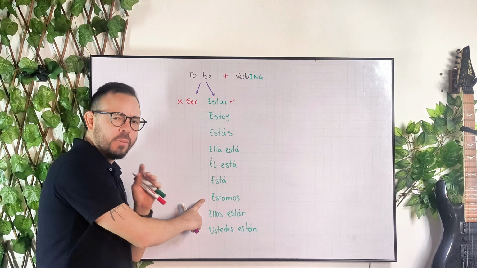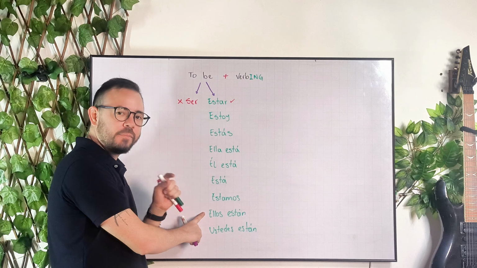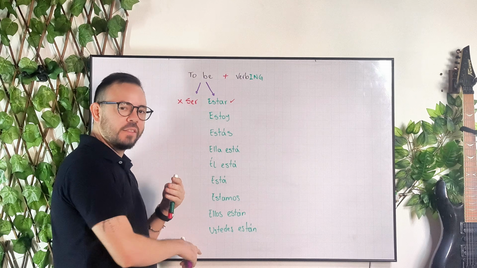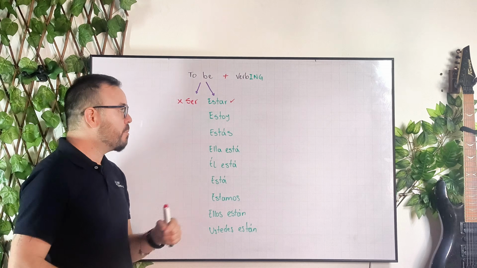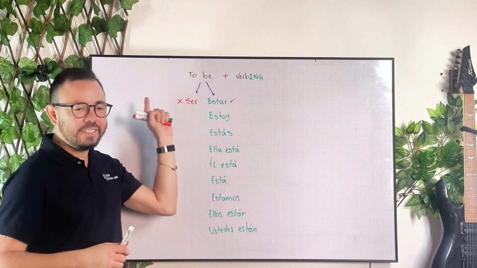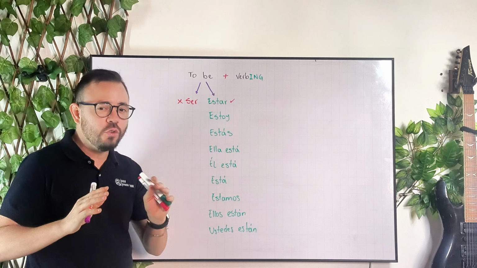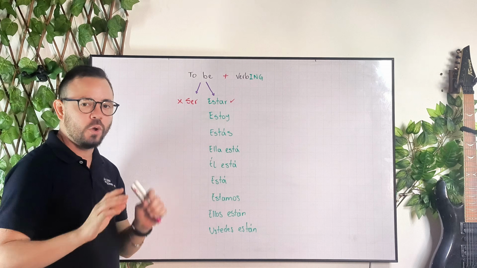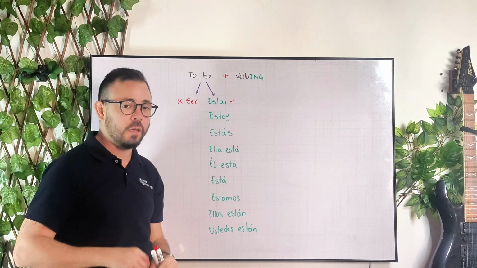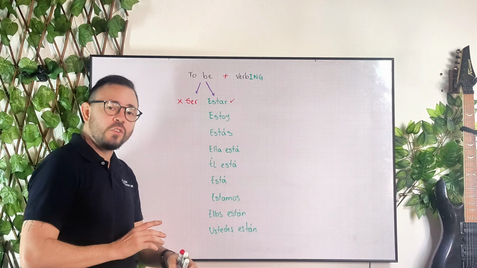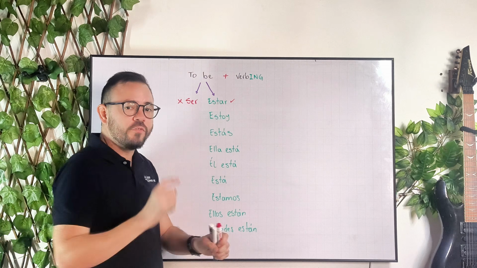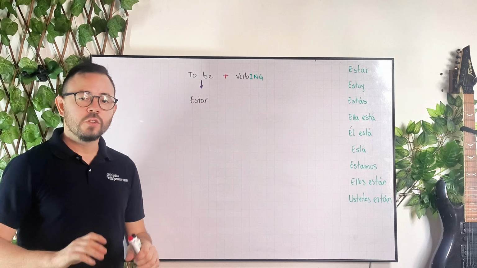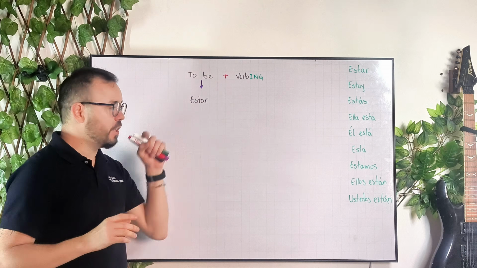Then we have estamos, that means we are. Then ellos están, they are, or ustedes están, that means you guys are. And one more time, we will never use this tense with ser. Any conjugation of the verb ser in any tense is not going to make any sense whenever you are trying to use this tense, okay? Keep that in mind. But now that we have the conjugations clear, it's time to speak about the verbs in the ing form, okay? So now, how do we create these verbs in the ing form?